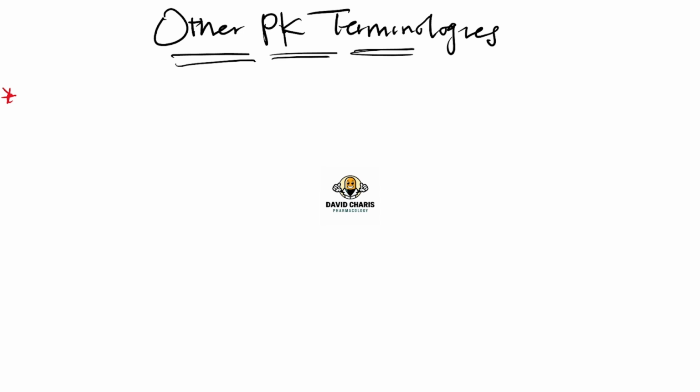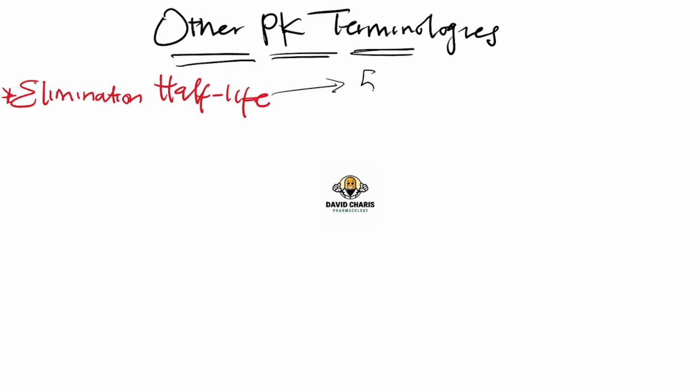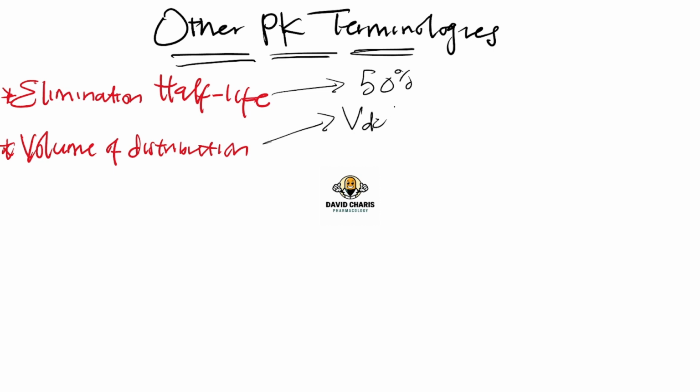Now, I'm going to be looking at some PK terminologies, and I'm going to be brushing through these terminologies, even though I have made another detailed video explaining them. The elimination half-life of the drug is basically the time taken for the drug to be reduced by half, or the time taken for the drug to be eliminated by half its original concentration in the bloodstream. We have the volume of distribution, or the apparent volume of distribution, where Vd is equal to the amount of drug over the plasma concentration.